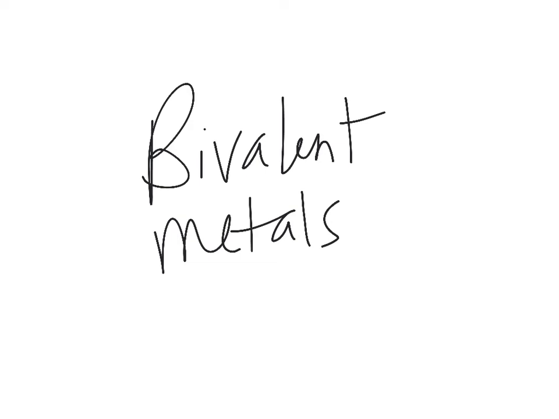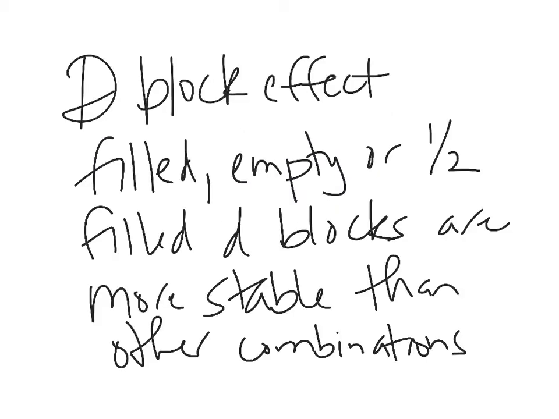electron charge. They are called bivalent metals. First example of bivalent metals is the D-block effect. Filled, empty, or half-filled D-blocks are more stable than other combinations of partially filled D-blocks.